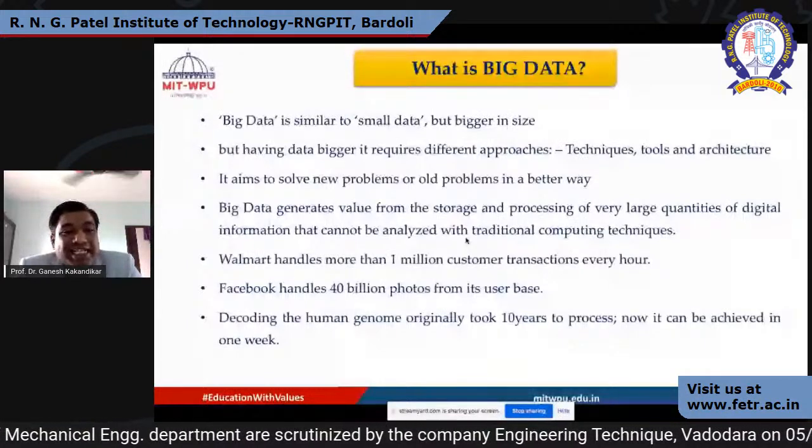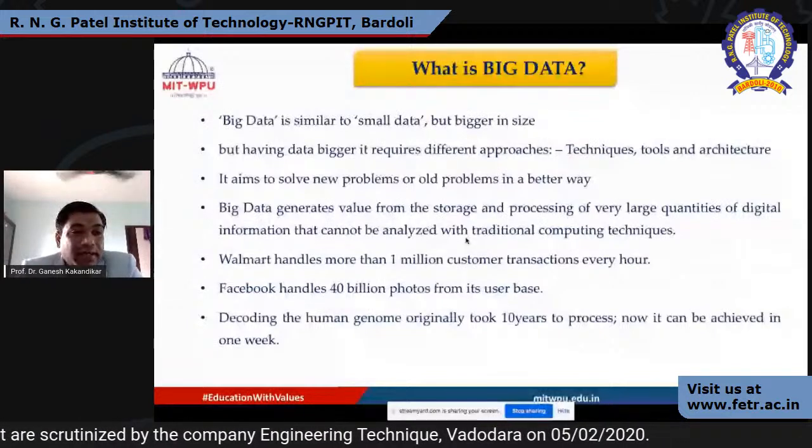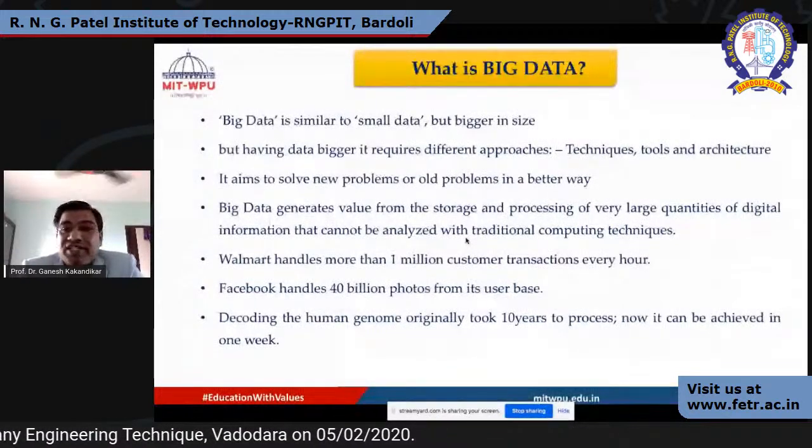This simply looks like this. Suppose you order something on Flipkart, so they will give you a message saying, okay, your order is received.